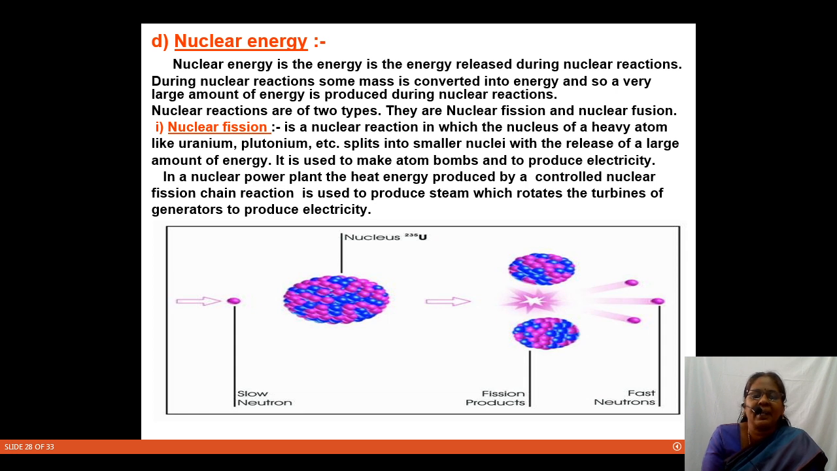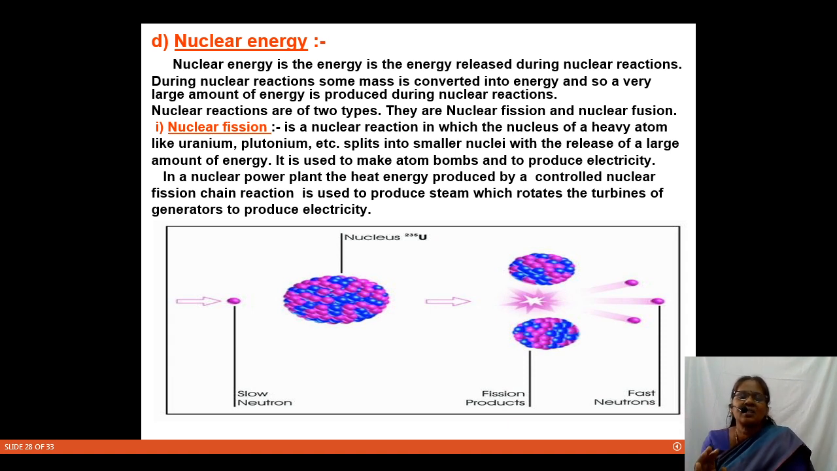In a nuclear power plant, the heat energy produced by controlled nuclear fission reaction, which is called a chain reaction, is used to produce steam which rotates the turbine of generators to produce electricity. You might have heard the words atomic power plant, nuclear power plant. In that power plant, we are generating electricity using the concept of nuclear fission reaction. What type of reaction is going on? Controlled nuclear fission chain reaction is going on.